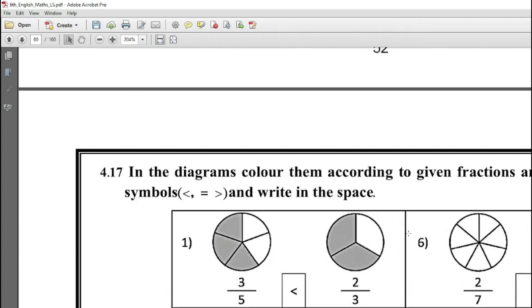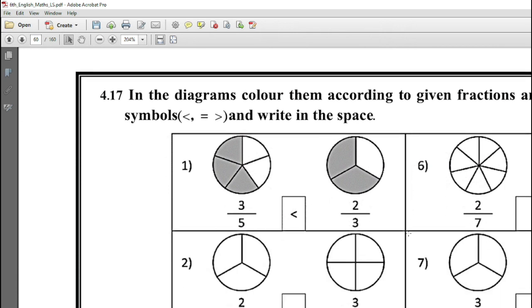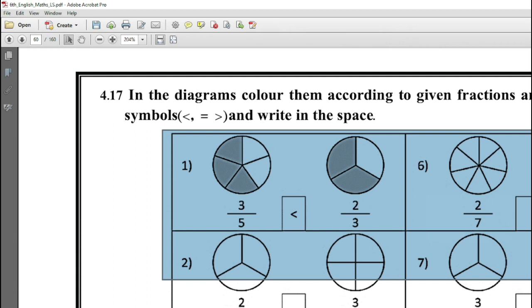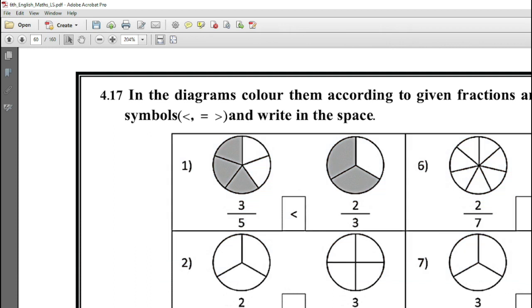Now here also the same diagrams are here, and first of all give the color to each diagram as given here. If you observe here, it is 2 by 7, and you have to give 2 parts and here 1 part, and compare the parts, which part is greater. Observe which part becomes the bigger one.